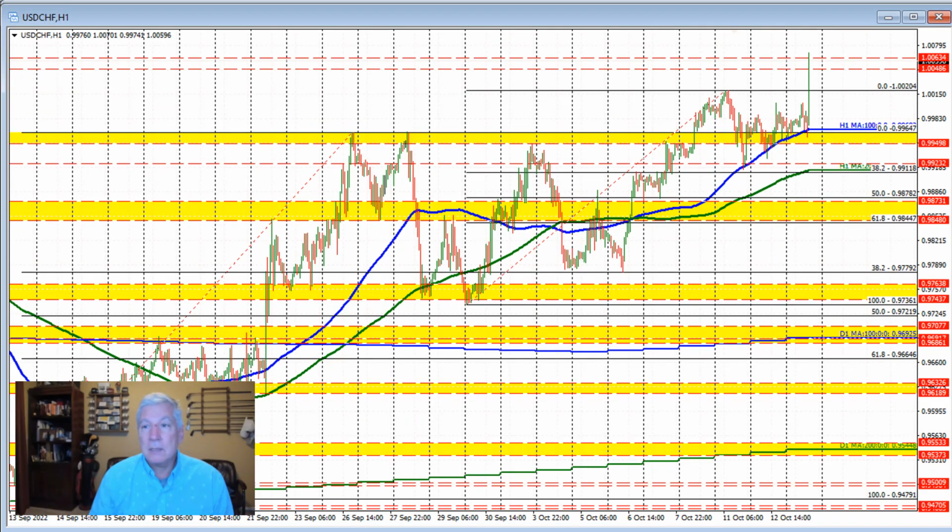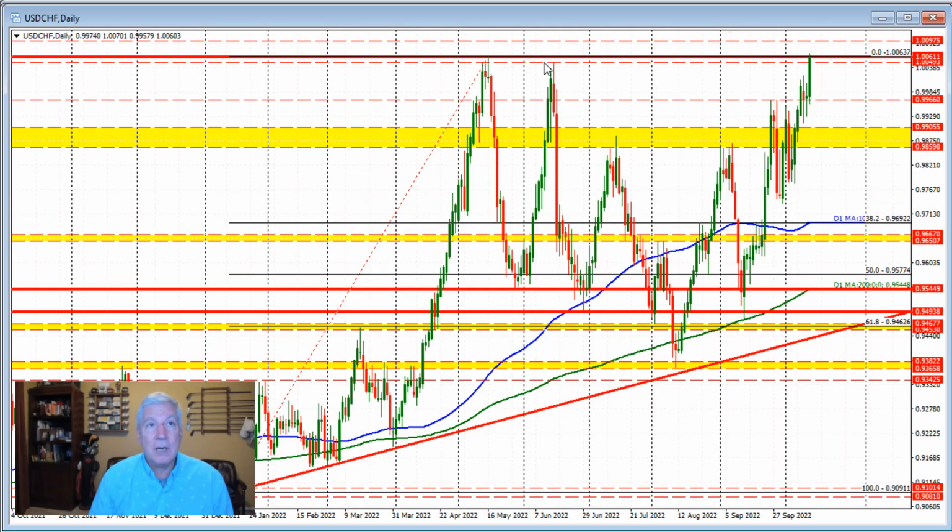The dollar versus Swiss franc, if we take a look at the daily chart, we're up testing and breaking through, briefly at least for now, the high price that we saw for the year, the high price going back to the month of May, which came in at 1.00637. The high price today just reached 1.00701.